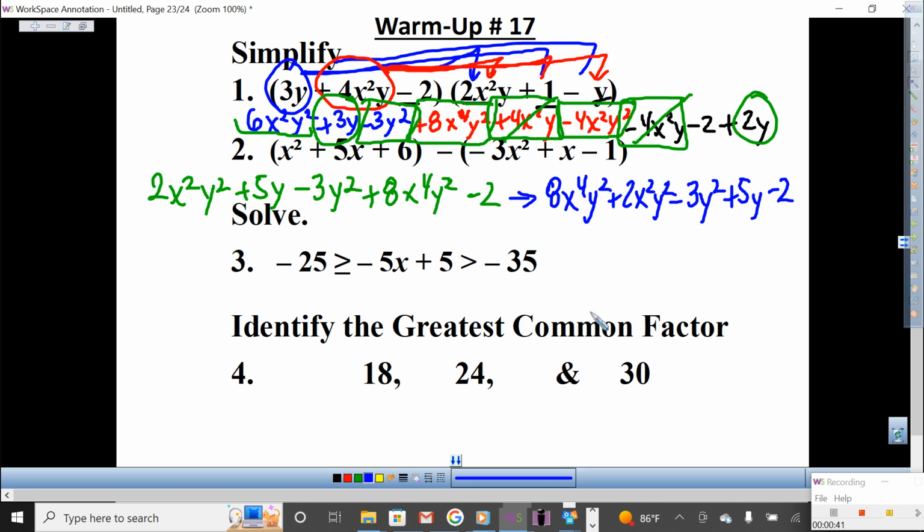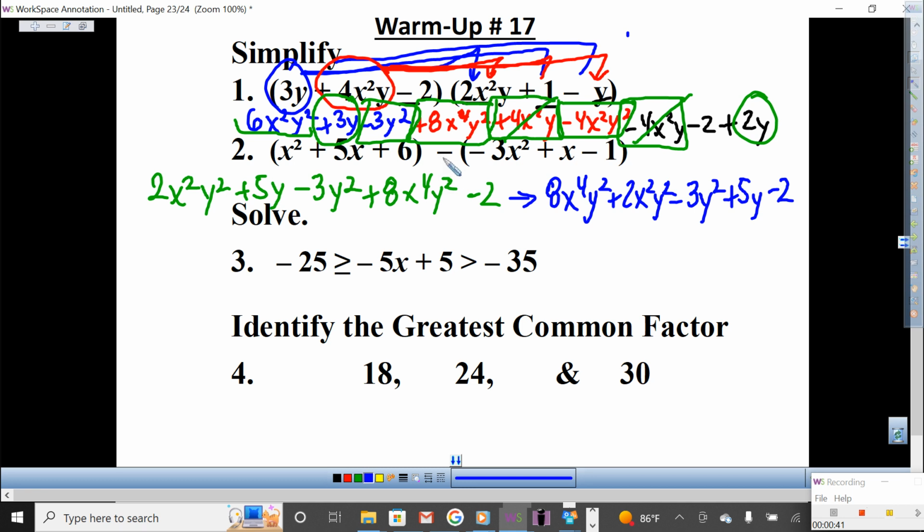Number 2. Pass someone, Diego. Joe, what'd you get for number 2? Okay, that's all right. Just let's see what you got. 3x squared plus 5x squared minus 5.